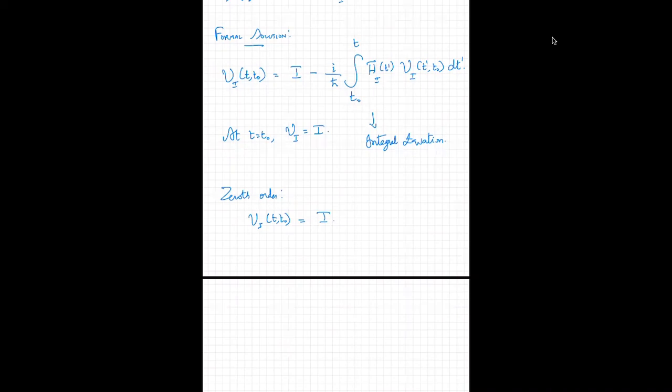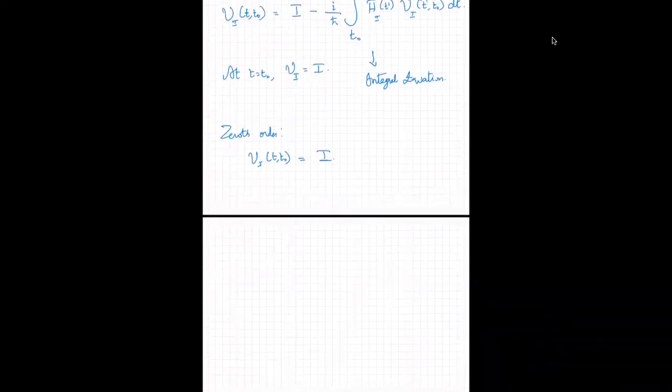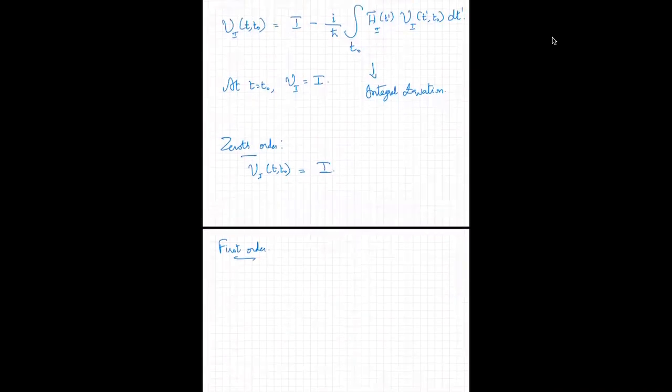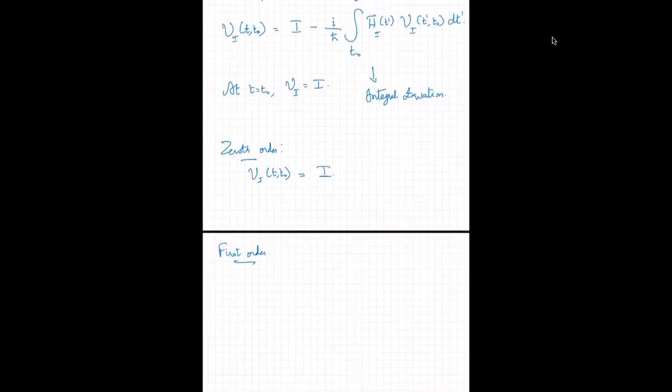Okay, so this is the rather uninteresting part, and this we already knew. So the first non-trivial result is the first order result. How will I solve the first order? To first order, I need to figure out UI to first order, okay? Which means I need to compute things to first order in the perturbation on the right hand side.